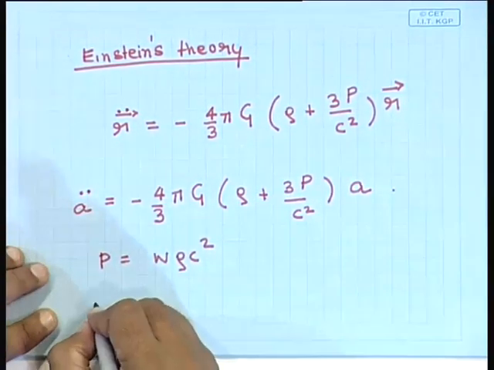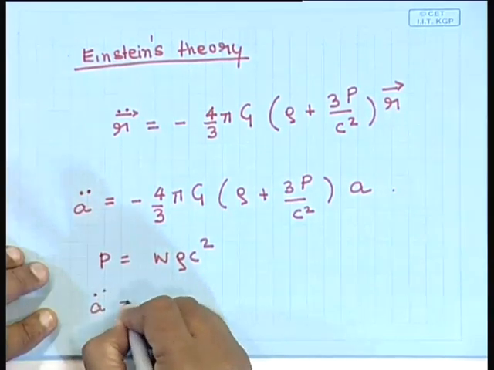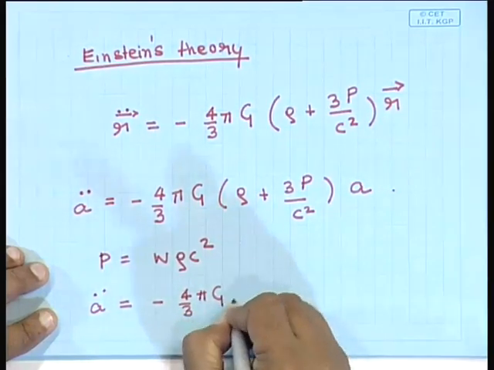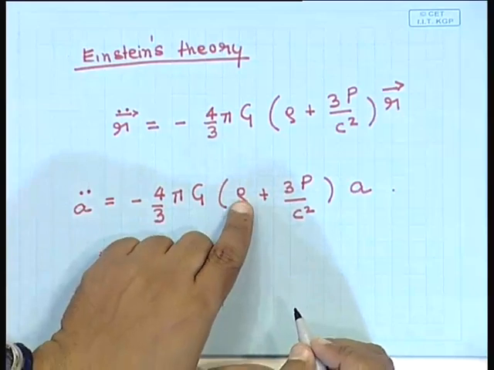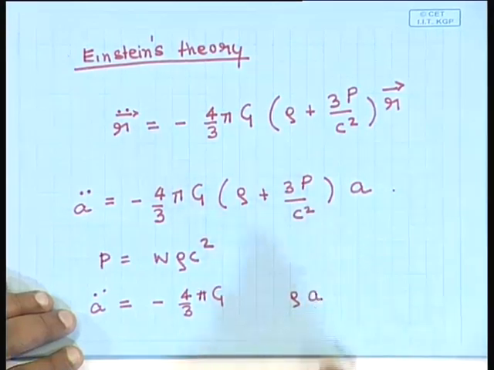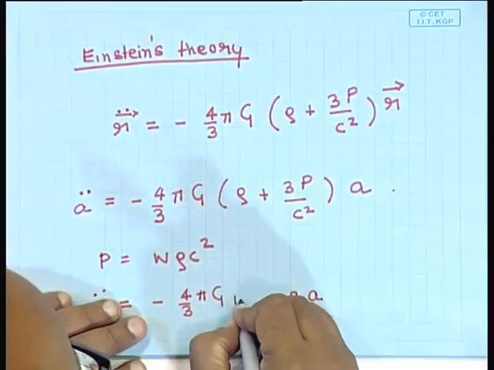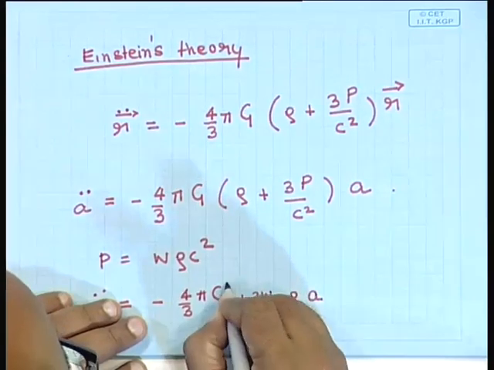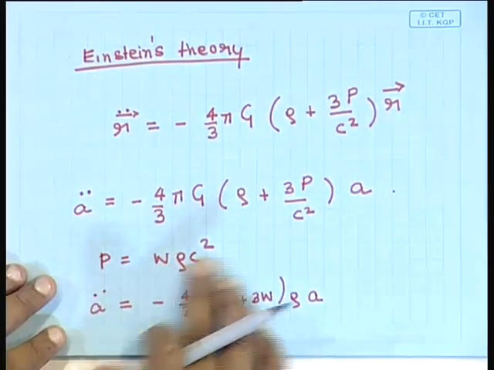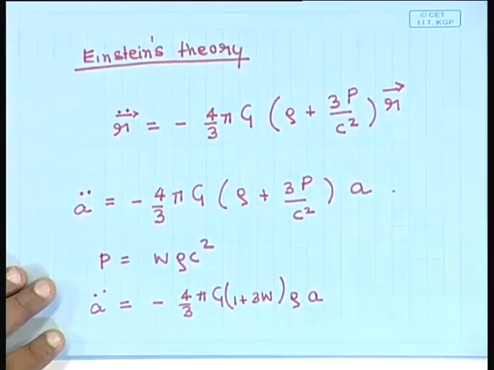With this assumption, what you get is A double dot is equal to minus 4/3 pi g, and we can take rho common outside, or we can take rho into A, and then we have 1 plus 3 W. We have just put in the equation of state that the pressure is W into rho c square, nothing more, which we had assumed earlier. So, we get this equation for the scale factor. It is just a simple modification of Newton's laws.